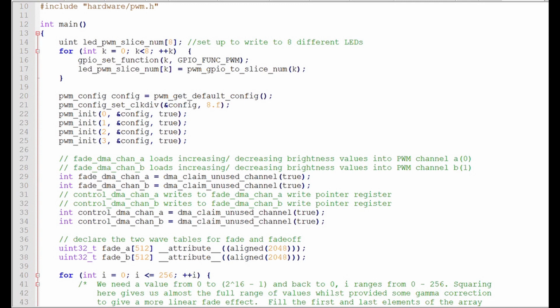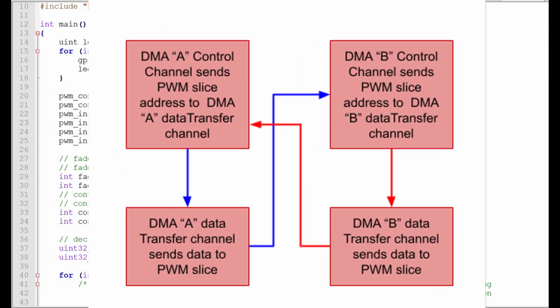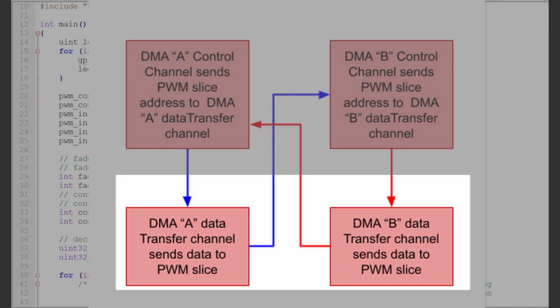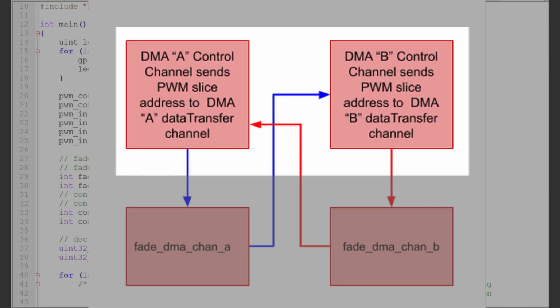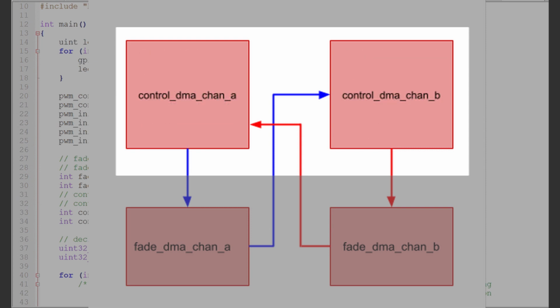To make this work, we'll use DMA to transfer 4 sets of data. 2 data DMA channels will transmit the PWM LED fade information for PWM channels A and B. I'll refer to them as Fade DMA Channel A and Fade DMA Channel B. The other two DMA channels transfer reconfiguration data to the first two data DMA channels to allow them to move from PWM slice to PWM slice. I'll call those Control DMA Channel A and Control DMA Channel B.